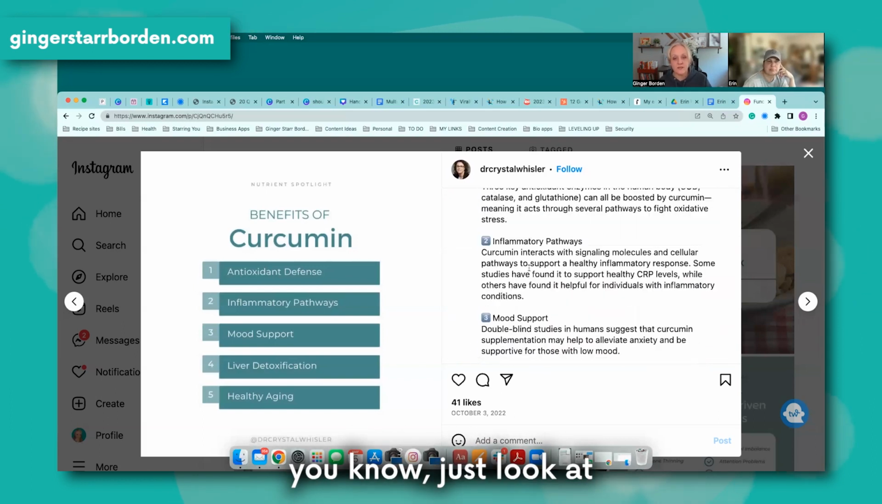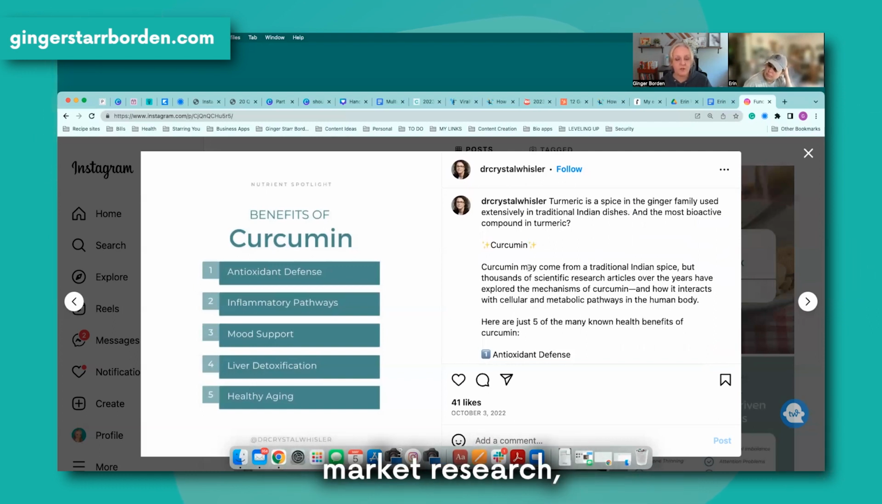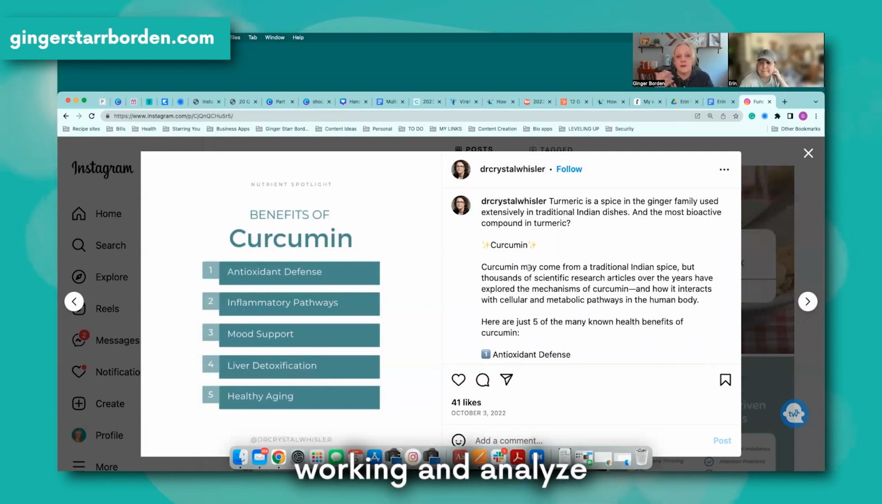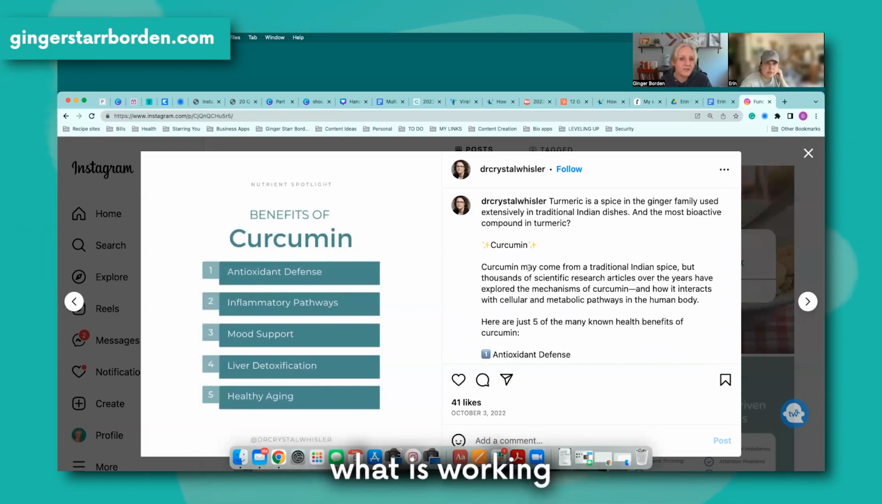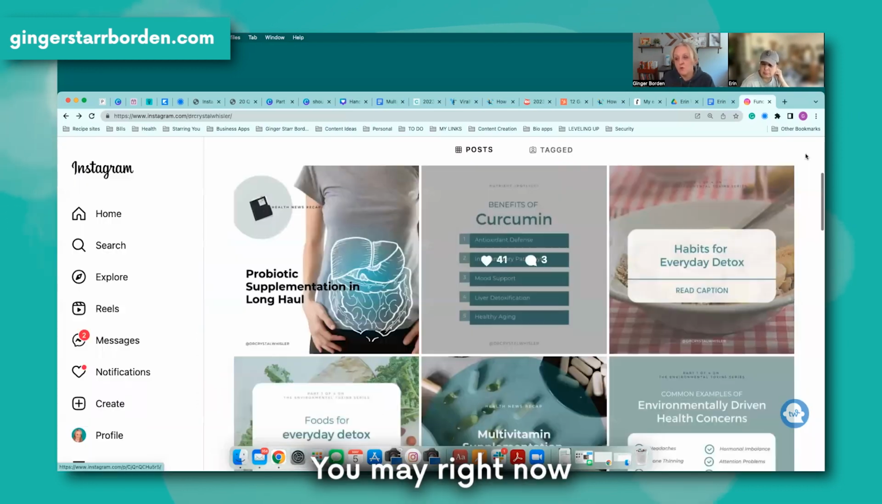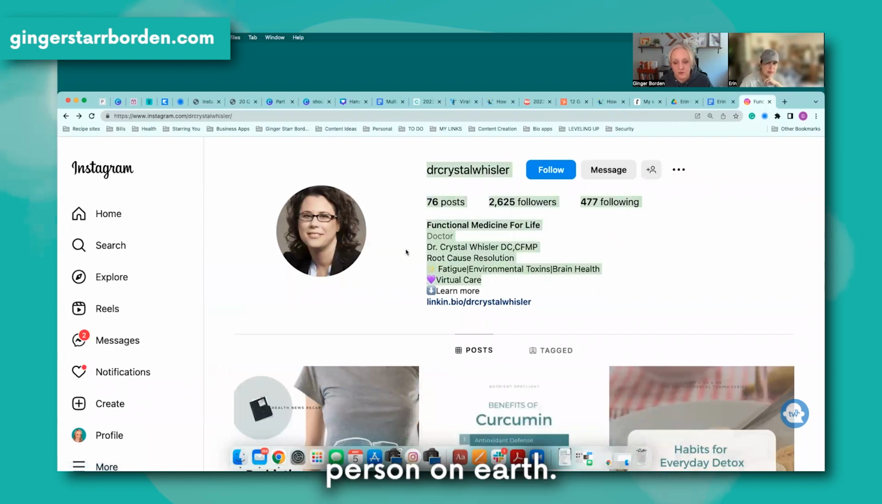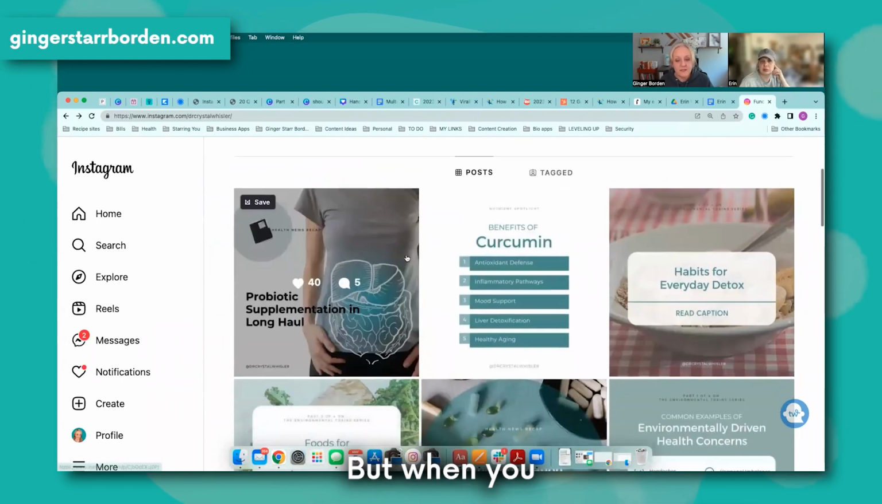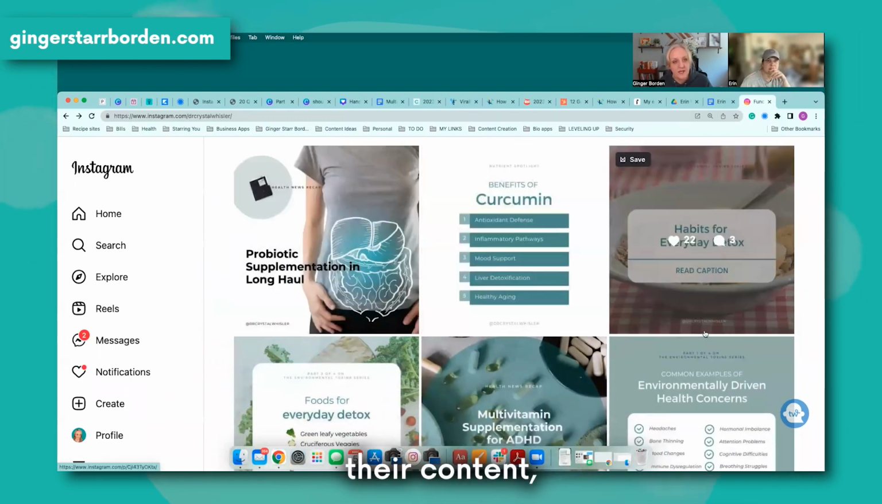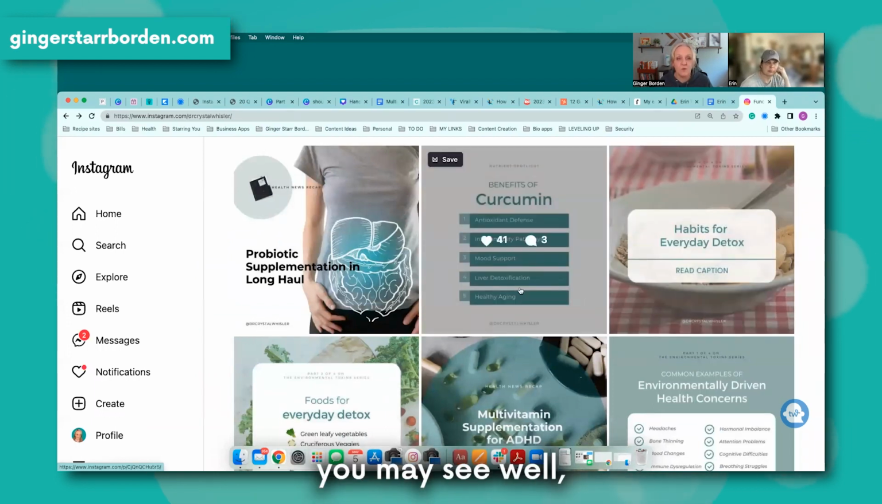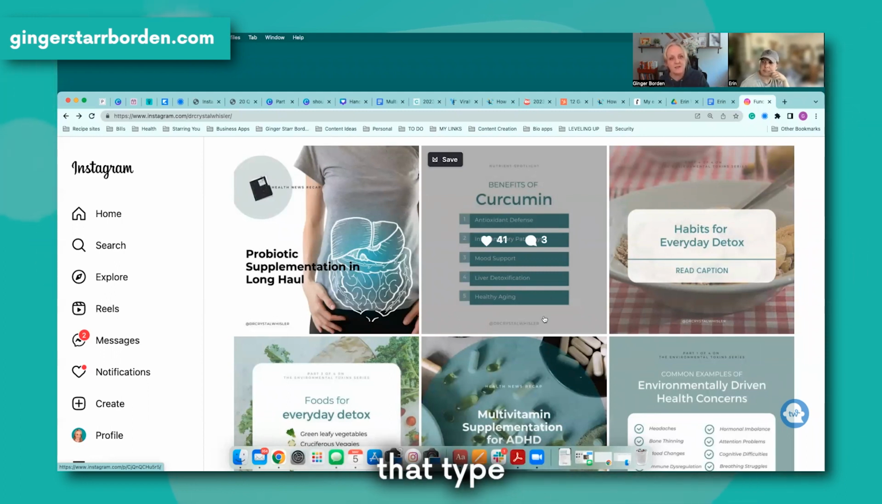Just look at, while you're doing this market research, I want you to look at the things you like, the things you don't like, the things you see working, and analyze why it's working. What is working about it? Why is it working? You may right now like somebody and think that they're just like the coolest person on earth. But when you really start looking at their content, you may see, well, but they're not getting much engagement. Nobody else seems to like them. Then analyze that type of information.